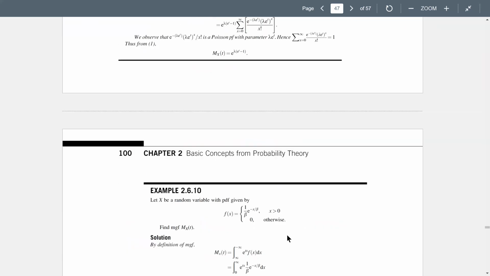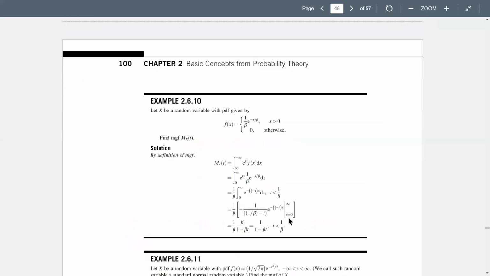Okay, let me show you this example. For example, I give you this PDF function, and find the moment generating function. So we know the moment generating function is the expected value of what? E to the power of tx.